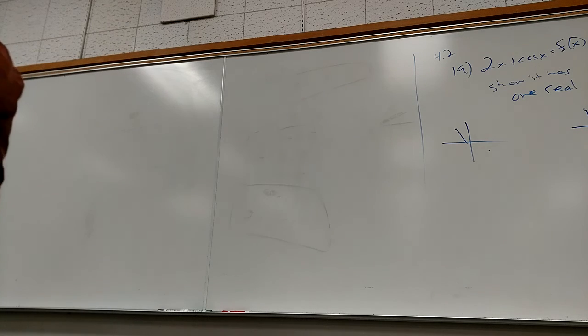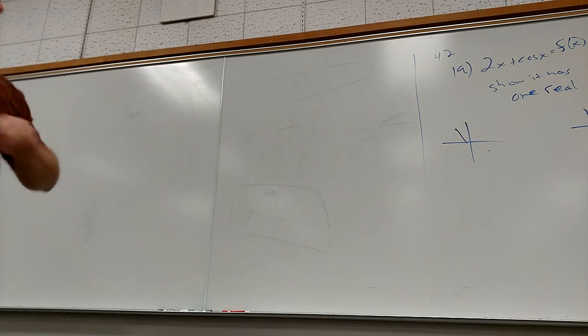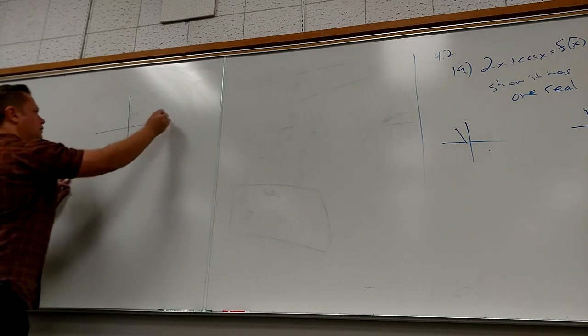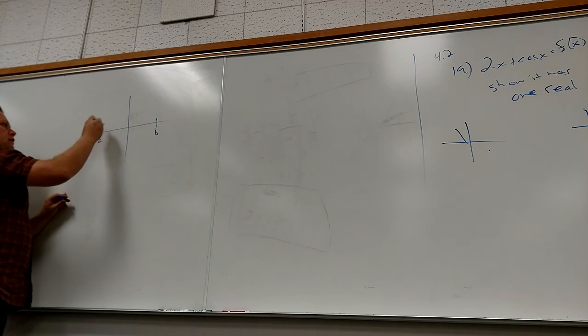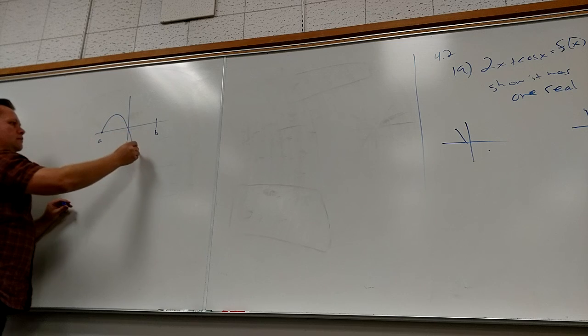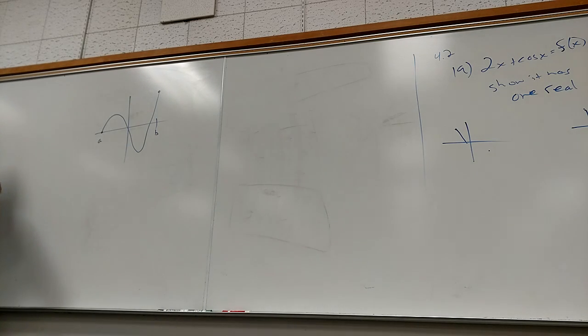Absolute max and min is awesome. It's easy. Local max and min, damn. So the difference is, if I tell you I have a function from A to B, and it does like this, is there an absolute minimum?